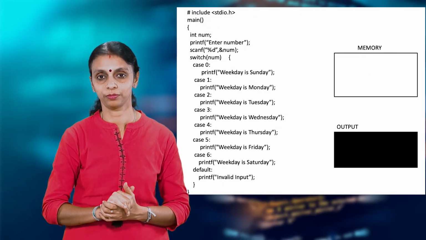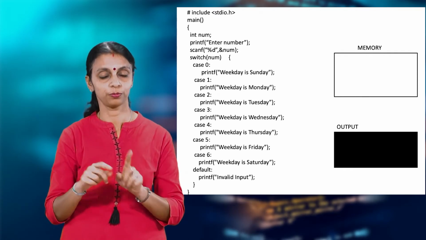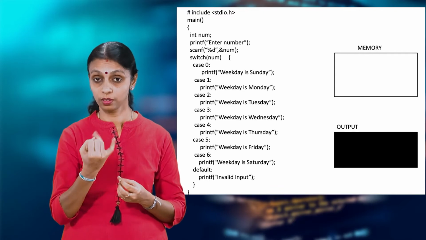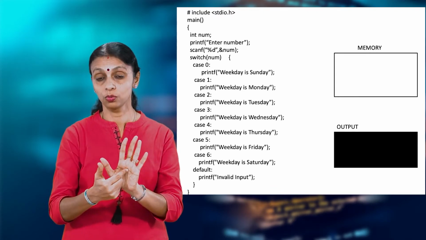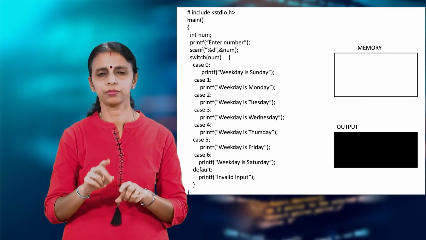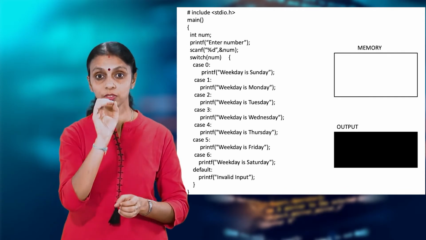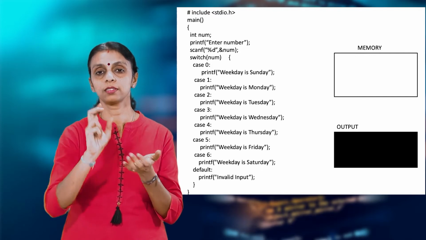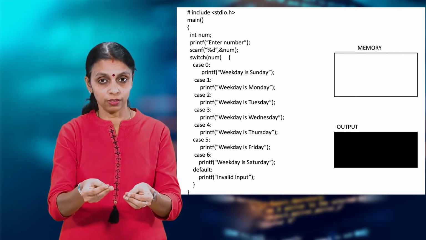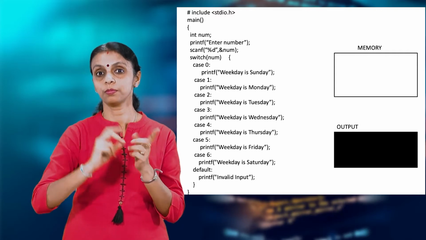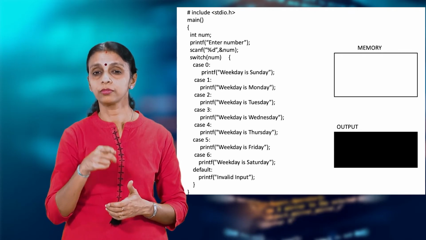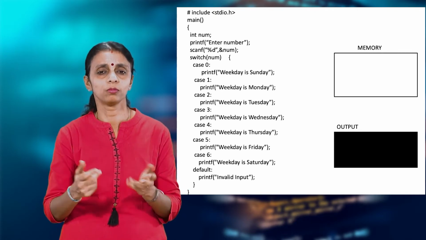Consider a program. This program prints the name of the weekday when a number is given. For example, if user inputs 0, the output will be Sunday. If the user inputs 1, the output will be Monday, and so on. Let us see how this program runs.